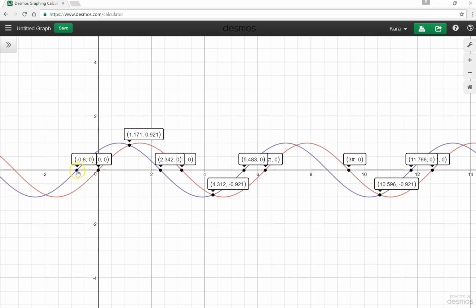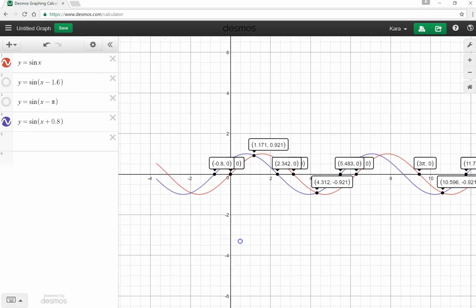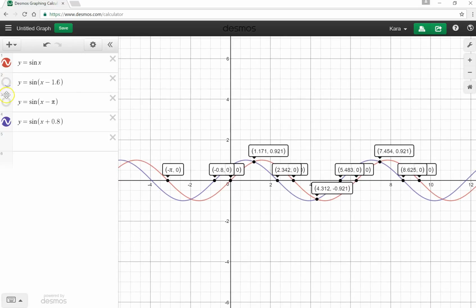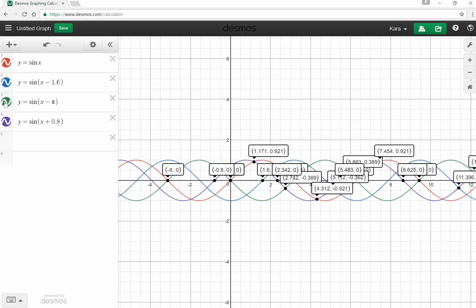Okay, so our shift, a horizontal shift, is actually the opposite of what the sign says in our equation. So if I put the equations on here, I'm going to move this over, you can see that 0.8. So if we turn them all on, it's sort of hard to see with all the labels on here.